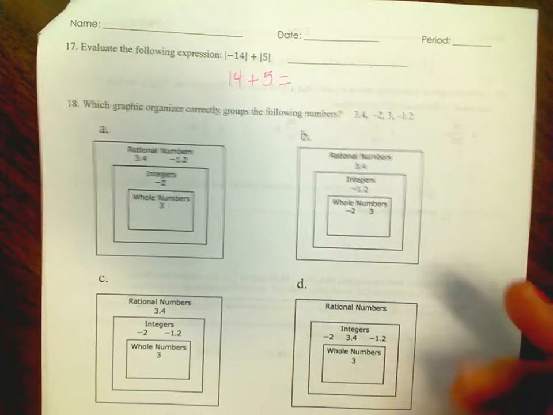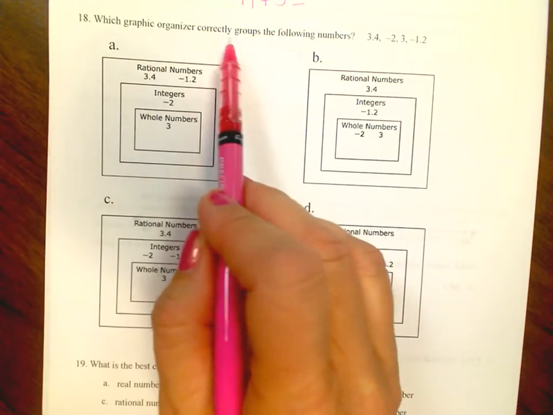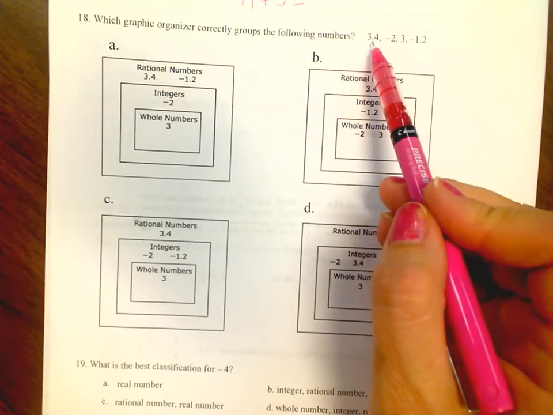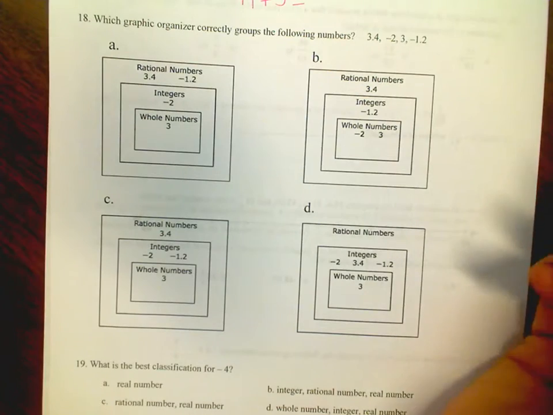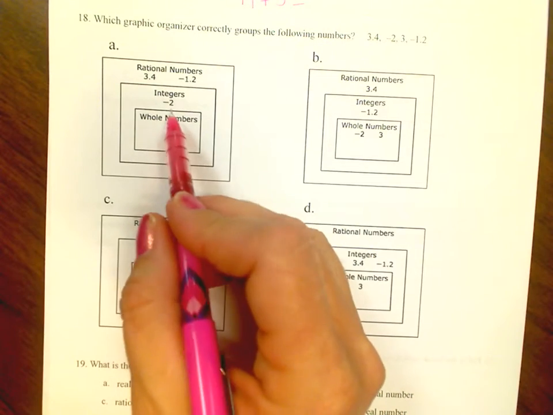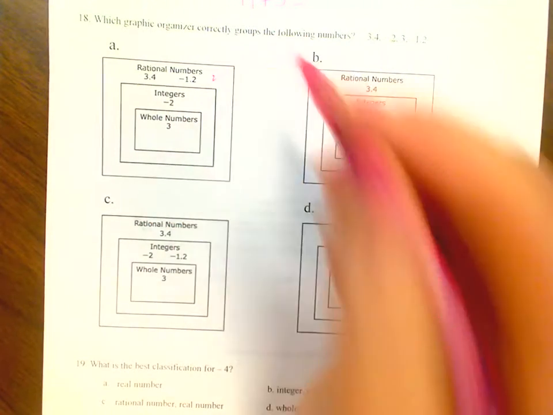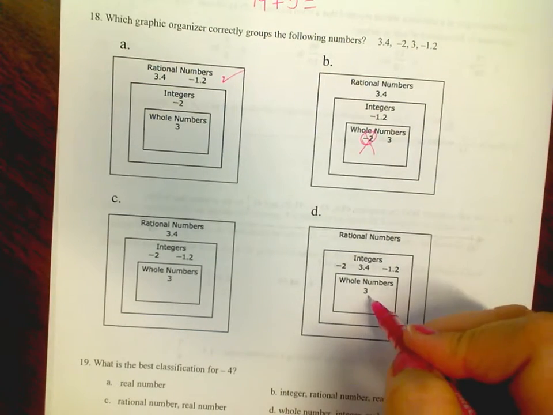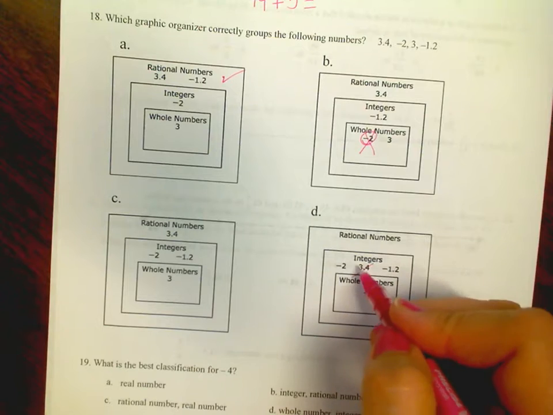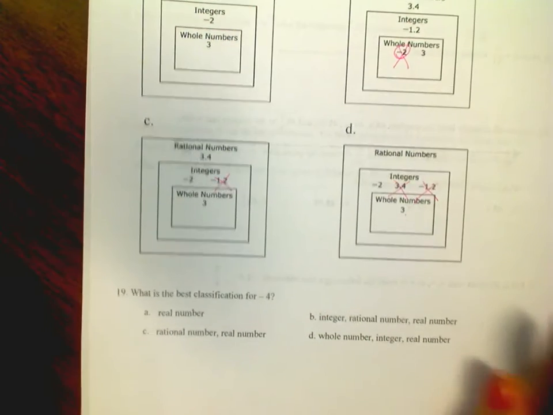Number 18. Which graphic organizer correctly groups the following numbers? 3.4, -2, 3, and -1.2. Okay, so 3 is a whole number, -2 is an integer, and those are rational numbers. I agree with that. Whole numbers cannot include a negative. Whole number, integer, decimal cannot be in an integer. So whole number, integer, so your answer is A.